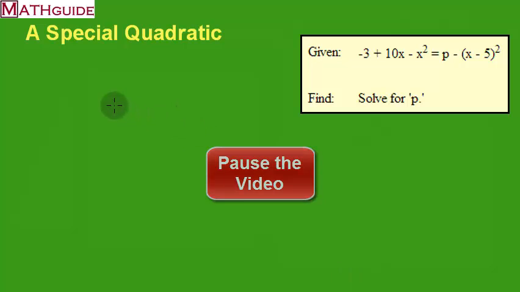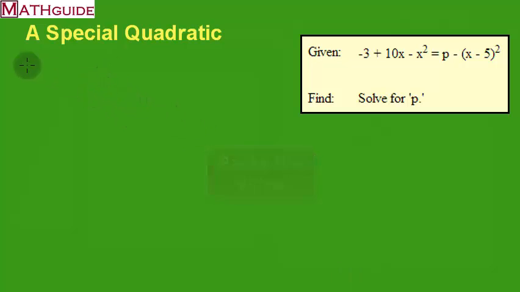Alright, now that you're back, let's actually go through the steps, and I'll show you step by step exactly how to get the value p. Well, it turns out that we're going to write down the problem. -3 plus 10x minus x squared equals p minus (x minus 5) squared.